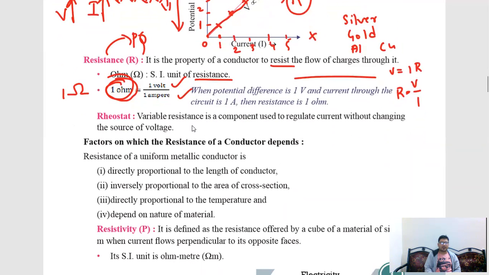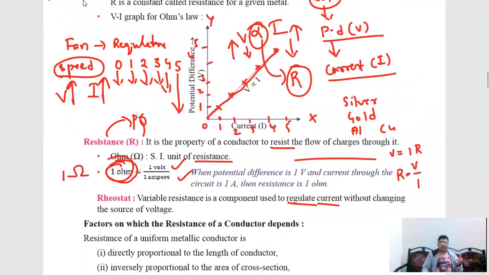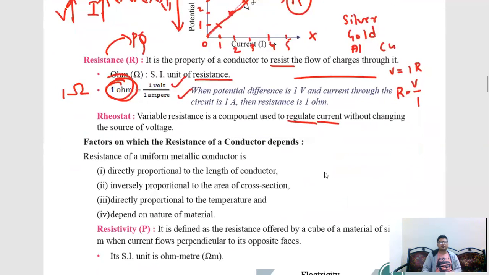A rheostat is nothing but a variable resistor. In the name itself, we can find variable. So we can increase, we can decrease, it can be regulated. It is a component used to regulate the current. If you see the regulator of a fan, you are regulating the current, simple.